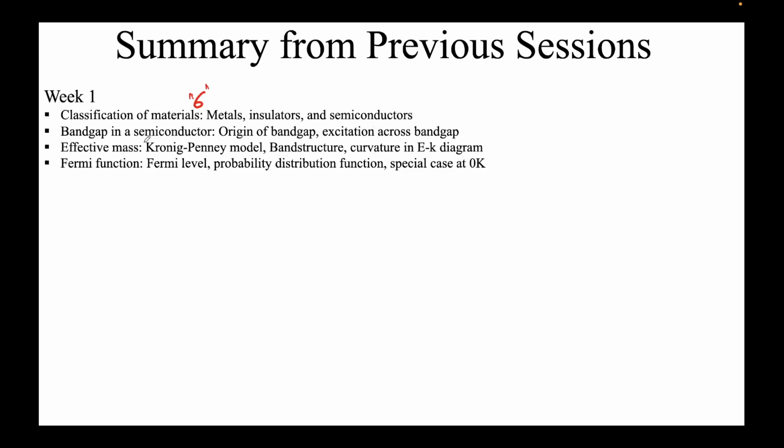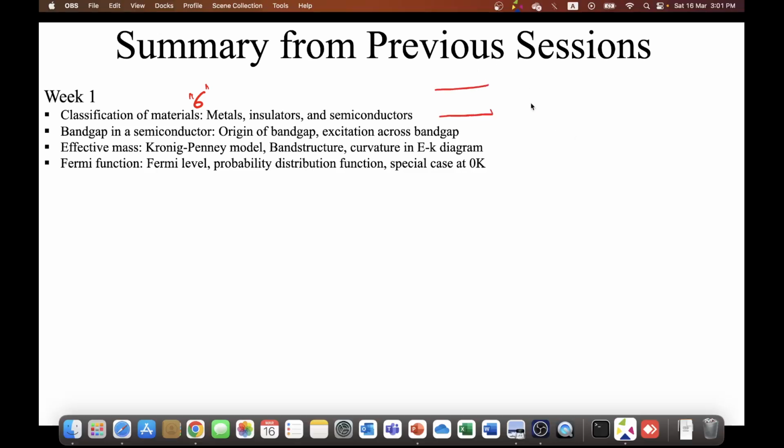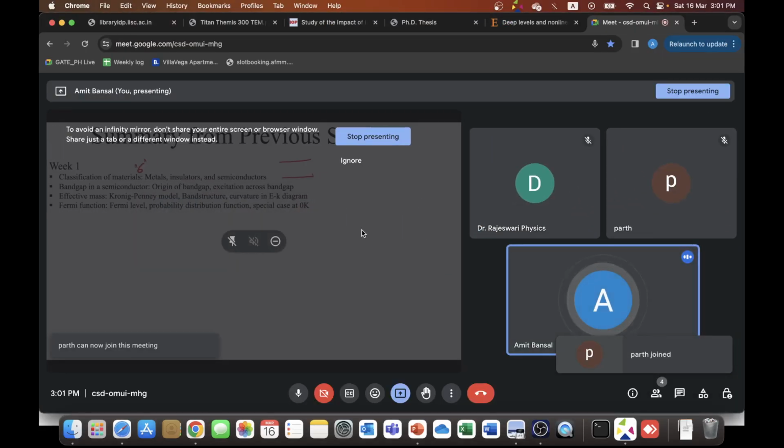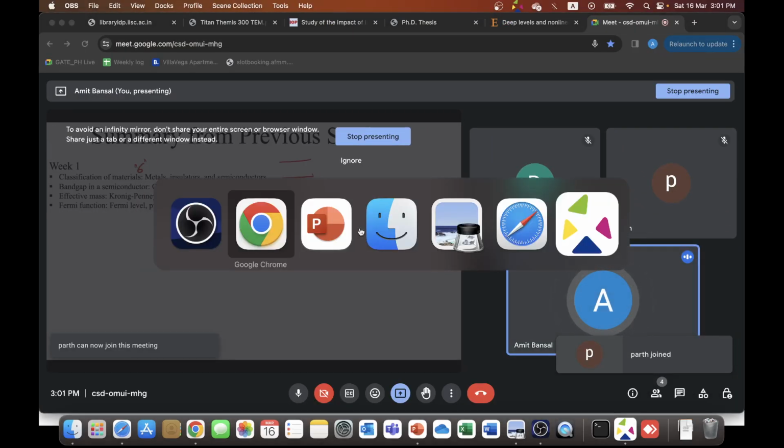One of the special properties we saw was the band gap in a semiconductor, and how it originated. You have to imagine that when the atoms of a specific material, a semiconductor material like silicon, come together, their orbitals tend to overlap, and finally what we have is bands of energies.